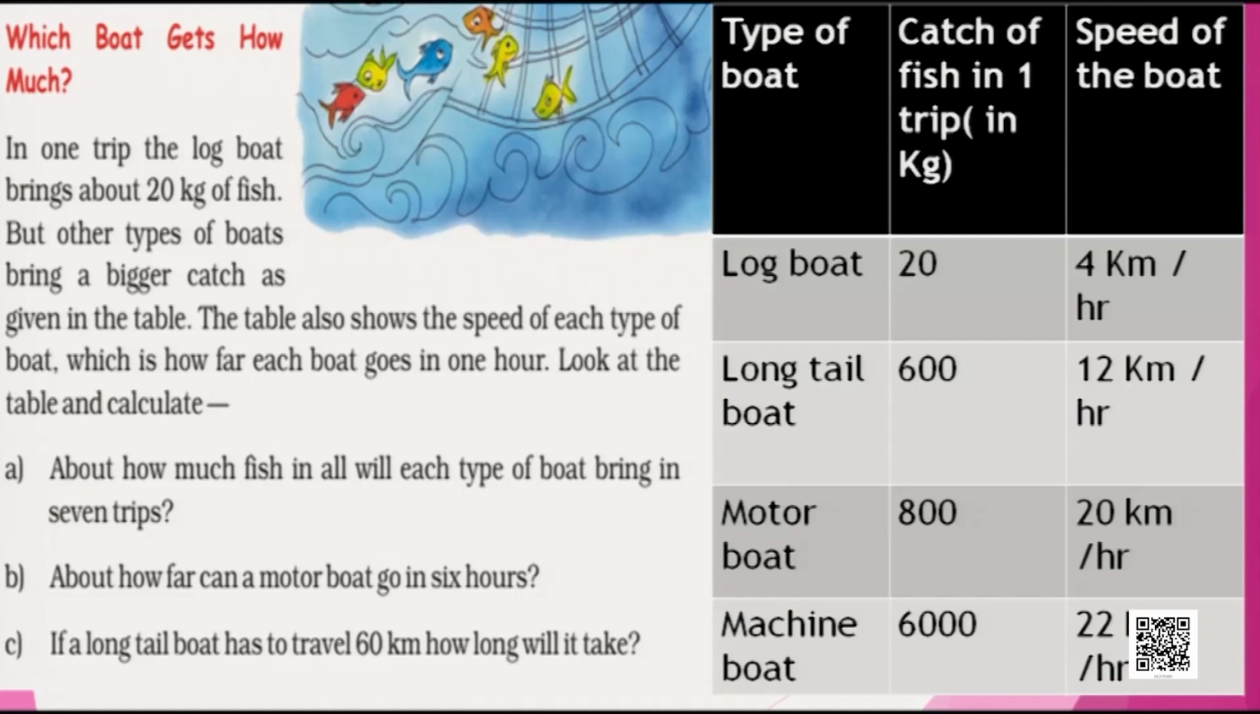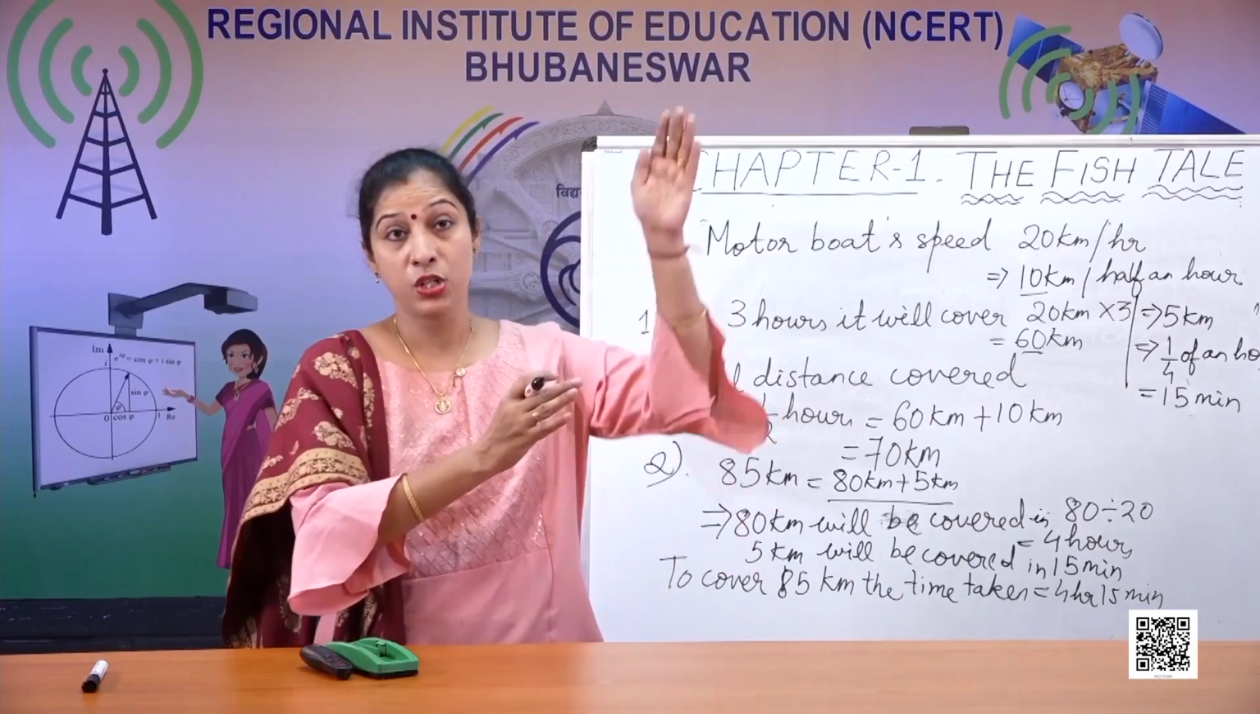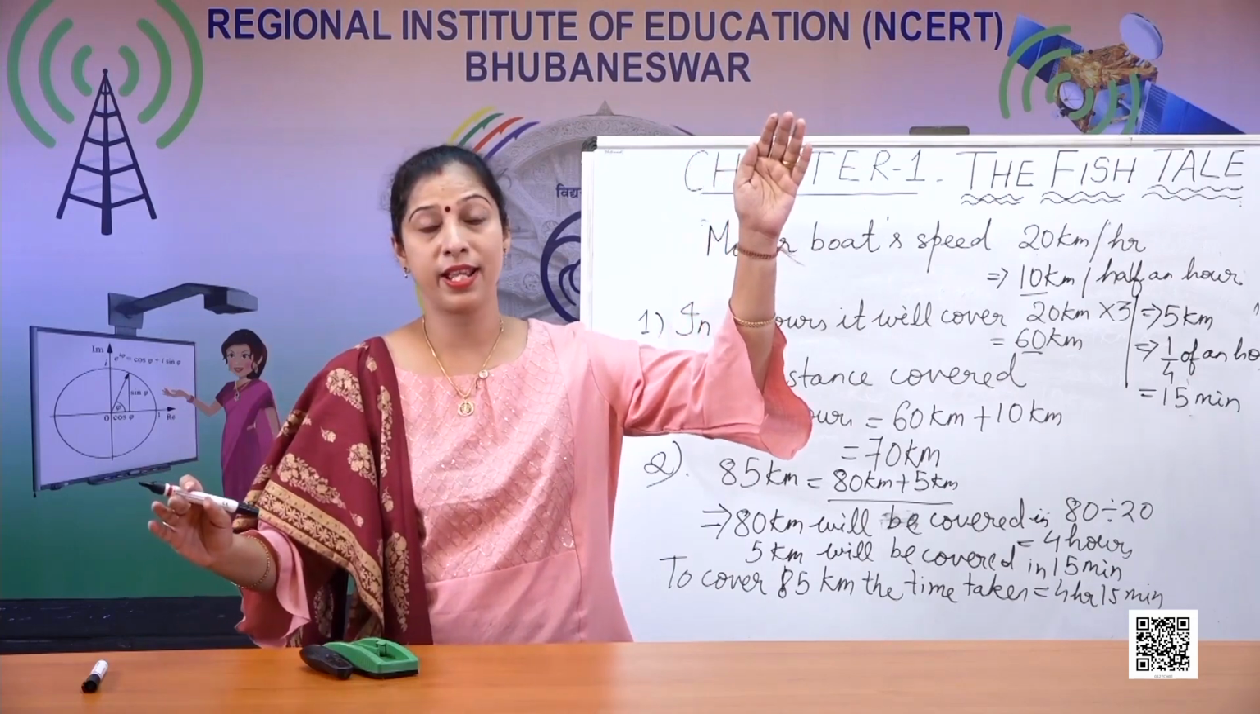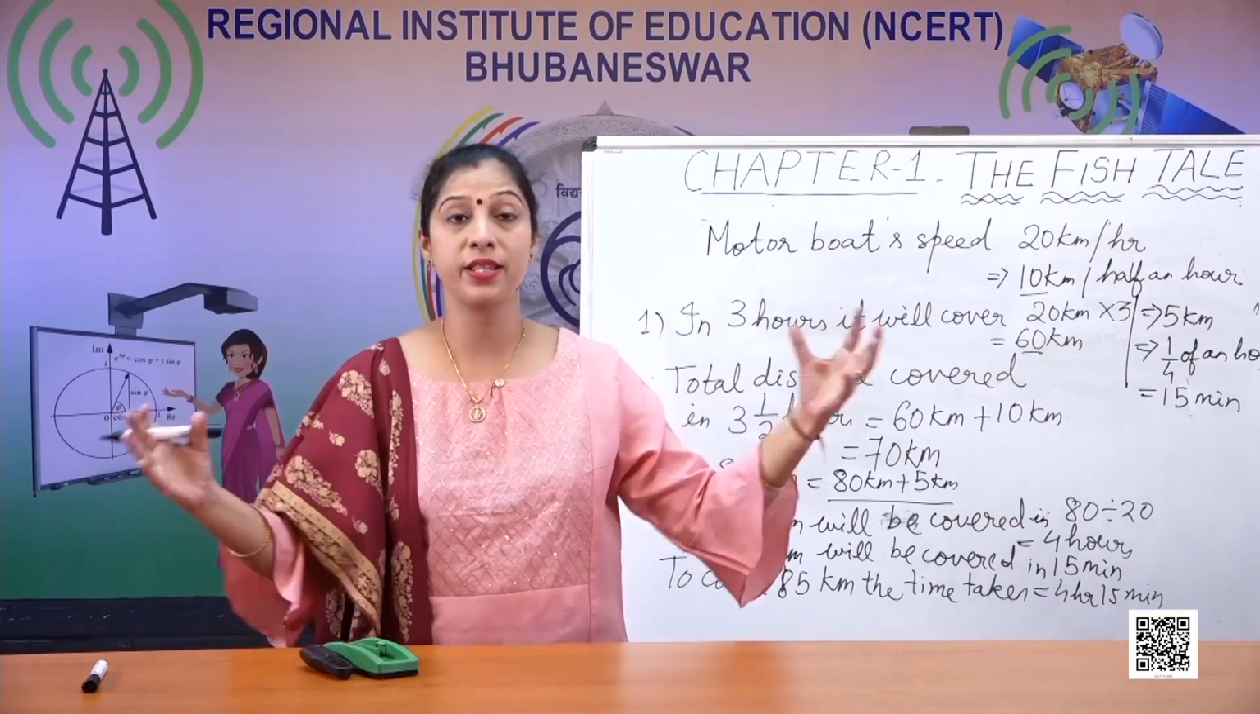When the long tail boat goes, it can catch 600 kgs of fish at a time, and it goes 12 km per hour. The motor boat can catch 800 kgs of fish at a time. It goes 20 km per hour, whereas the machine boat or the long trawlers catch 6,000 kgs of fish at a time, and they go 22 km per hour. Now imagine the difference, 20 kg and 6,000 kg. What is the difference in the number?